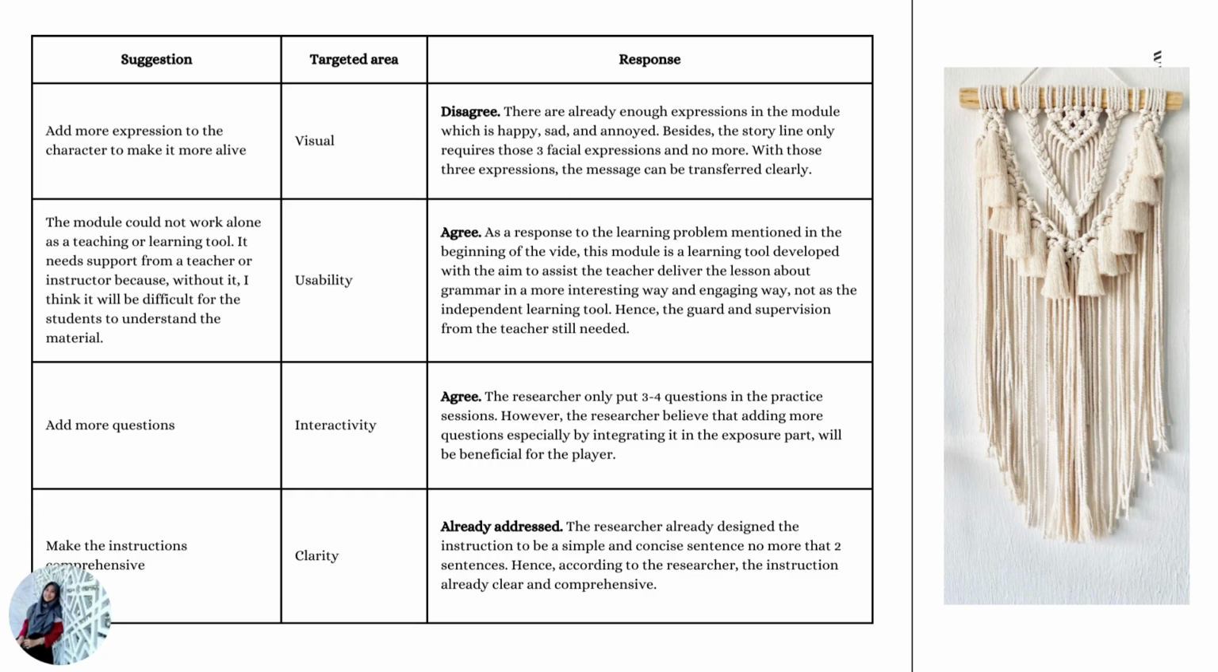And here are some suggestions made by the reviewers. Number one is to add more expression to the character to make it more alive, which targets the visual part of the game. And I personally disagree with this because I think that there are already enough expressions in the learning object, which are happy, sad, and annoyed. And also, the storyline only requires the three facial expressions. With those three expressions, the message can be transferred clearly. So I don't think we need additional expressions in the learning object.